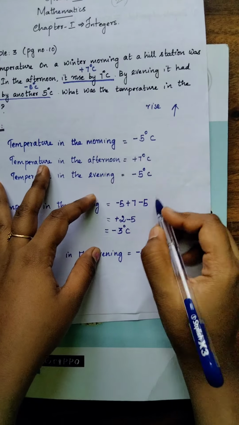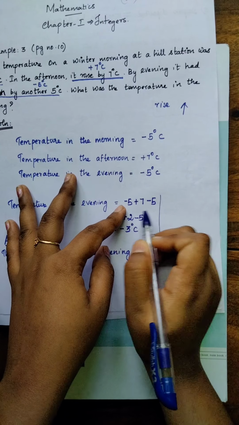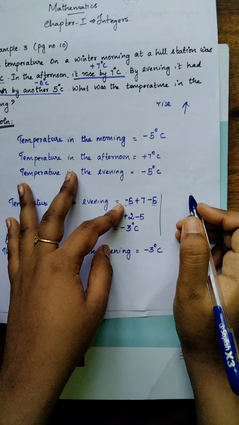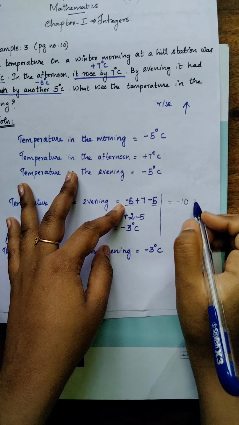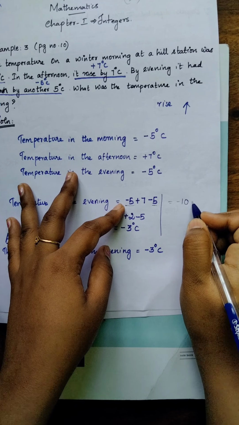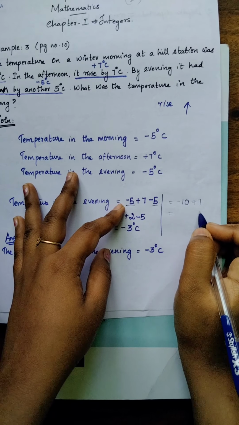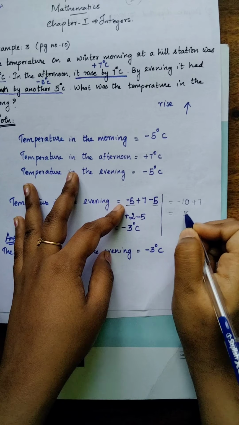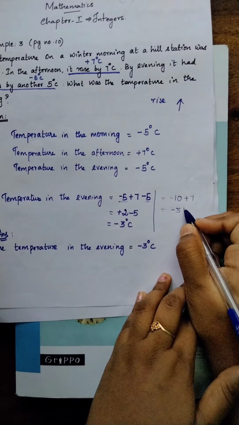Here also I am telling the easy calculation. First add the same sign numbers. Minus 5 minus 5. What is minus 5 minus 5? Minus 5 minus 5 is minus 10, plus 7. Minus 10 plus 7. Both the numbers are having different signs. What will you do? We need to subtract. 10 minus 7 is 3 and put the greater number's sign. 10 is the greater number, so it is minus 3 degrees Celsius.